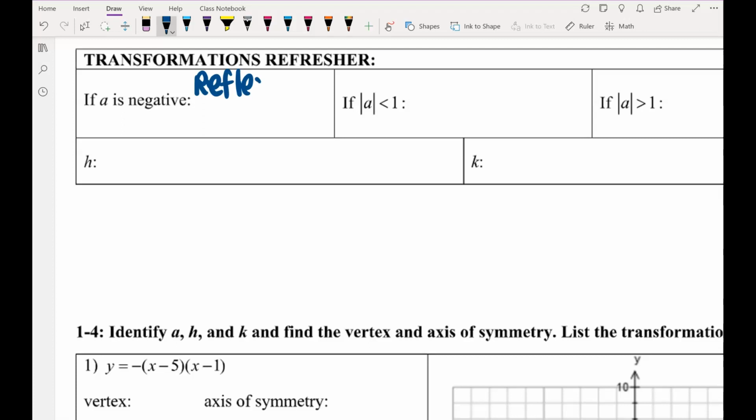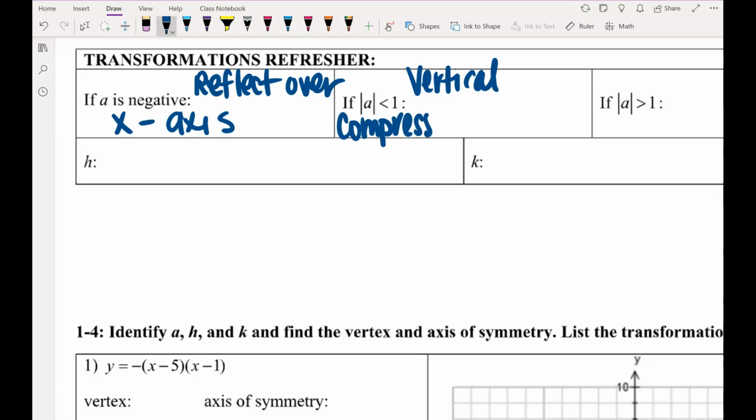Good. Reflect over the x-axis. If the absolute value of a is less than 1, for example a half, 3/4, 8/11, what kind of transformation is that? Vertical compression, right? Factor. If it's a half, then it would be a factor of a half. If it's 9/11, then it would be a vertical compression of 9/11, right?